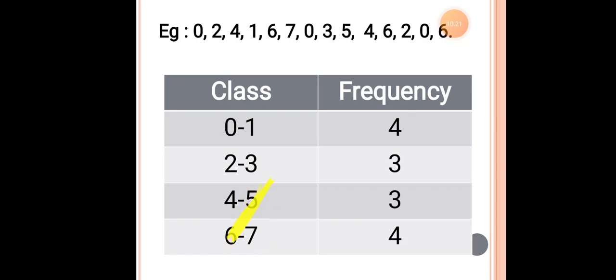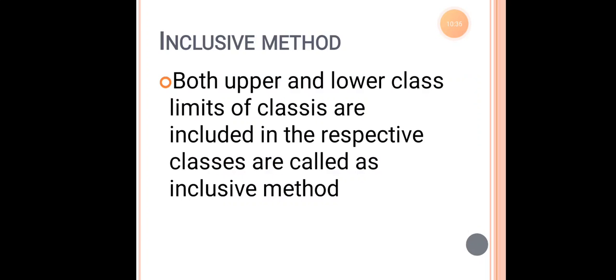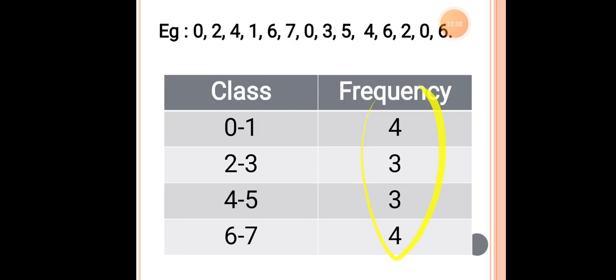There is no continuity. Continuity in the sense, how should there be continuity? The continuity should be like this: 0 to 2, 2 to 4, 4 to 6. So the upper limit of the first class and the lower limit of the second class should be equal. That is known as continuous data. So what happens in the inclusive method?